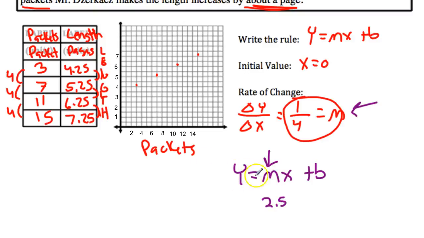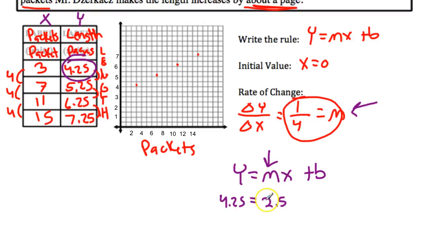Now, I need a y and the x. Well, if I go over here, I can use these numbers. These were my y values, and these were my x's. So you can choose any of them. I'm going to choose this one, the first point. So I'm going to say that y is 4.25. So I'll put 4.25 right there.